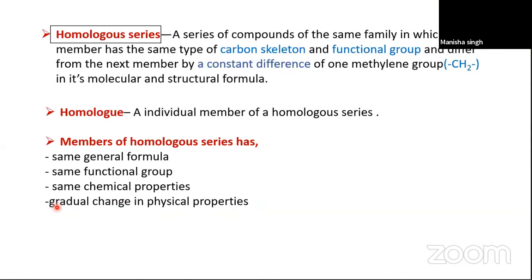Now the next one is gradual change in the physical properties. Why is there a gradual change in physical properties? First of all, which are the physical properties? Physical properties are molecular mass, boiling point, density, and melting point. All these properties go on changing. Why? Because the molecular weight of the homologs in the homologous series goes on changing.